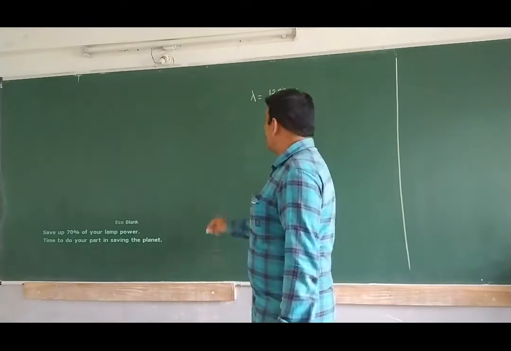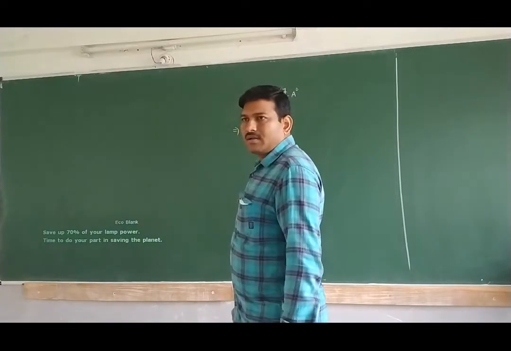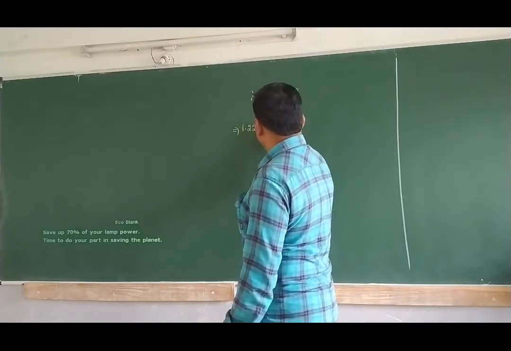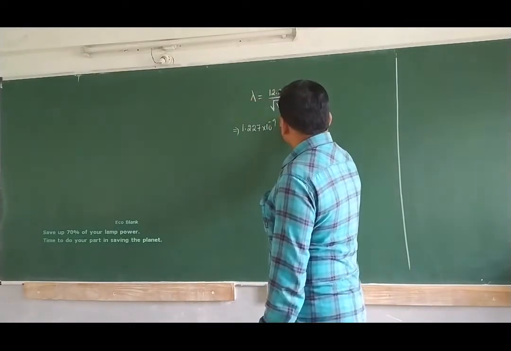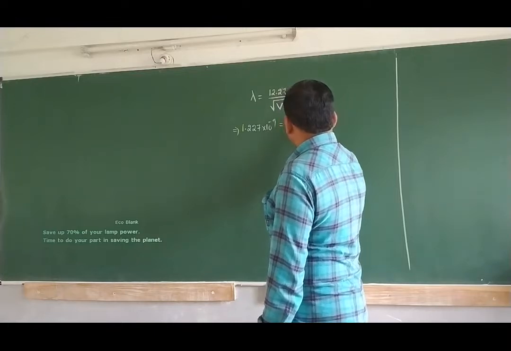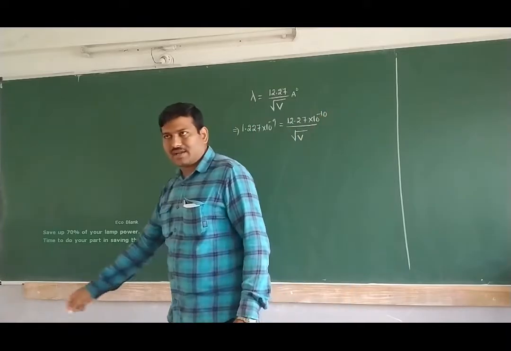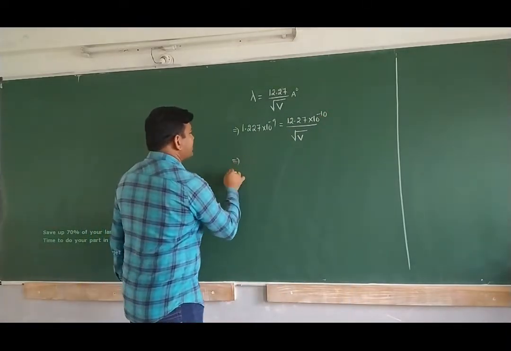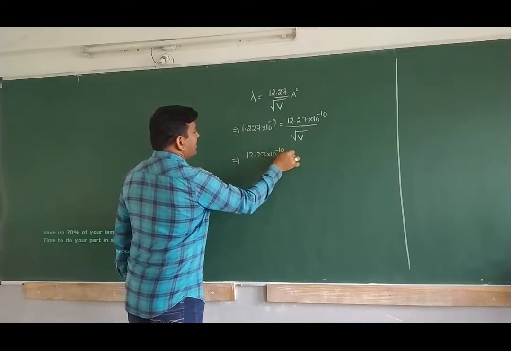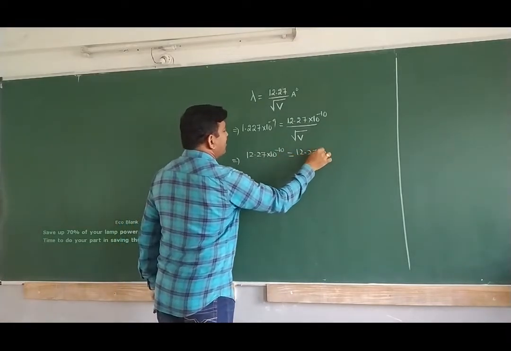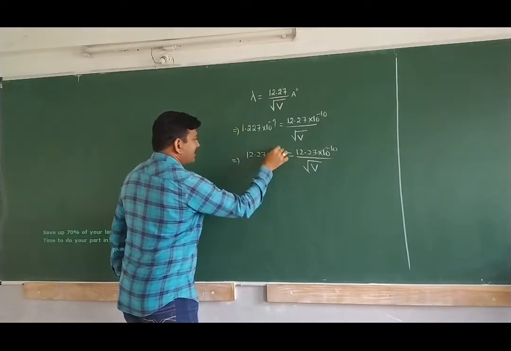They have given the wavelength as how much? 1.227 nanometer. Nano in the sense 10 power minus 9. This is given as the de Broglie wavelength. And this is 12.27 into 10 to the power of minus 10 divided by root V. They asked us to calculate the accelerating potential. That is the question. So I can write 12.27 into 10 to the power of minus 10 is equal to 12.27 into 10 to the power of minus 10 divided by root V. Yes, sir, this and this will cancel.